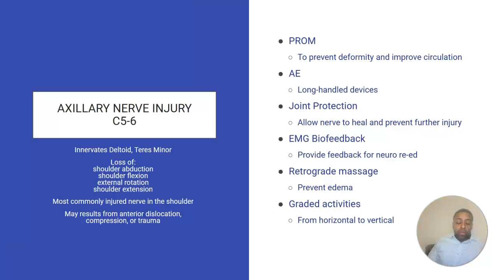So we want to be able to do passive range of motion, but we want to be able to teach the person to do that on their own, or a caregiver or family member. When we do passive range of motion, the purpose of it is to prevent any tightness from taking place if there is a potentiality of recovery, and certainly improve circulation as well.